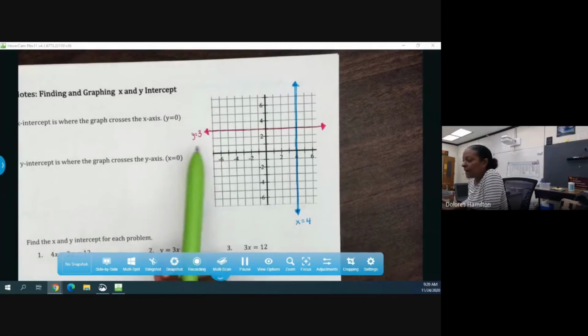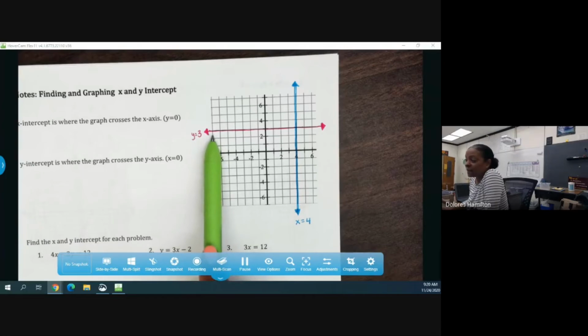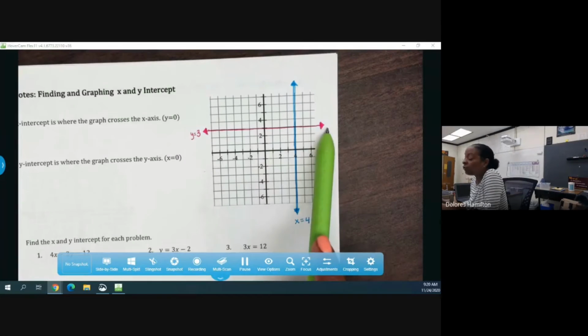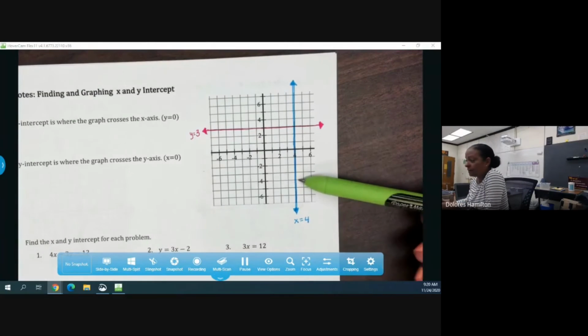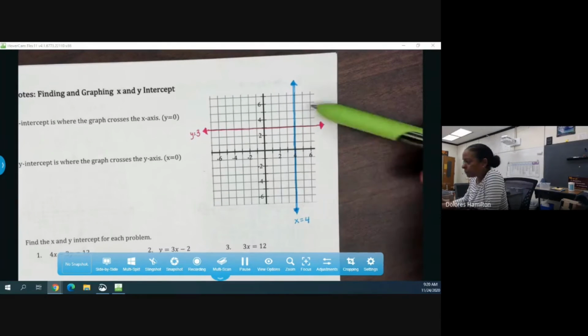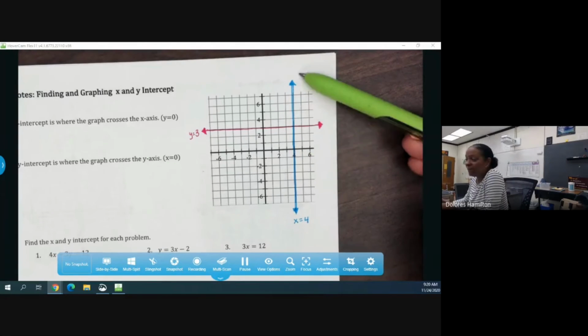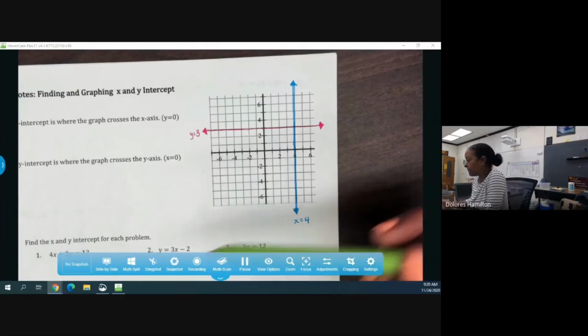It's worth noting that if you look at this pink line, that's the horizontal line y equals 3, not every line is going to have an x-intercept. You'll see here, y equals 3 is a horizontal line, and it's never actually going to cross the x-axis. So this would have a y-intercept of 3, but no x-intercept. Conversely, this blue line, the vertical line x equals 4, we can clearly see has an x-intercept at x equals 4, but this will never cross the y-axis, so it won't have a y-intercept.